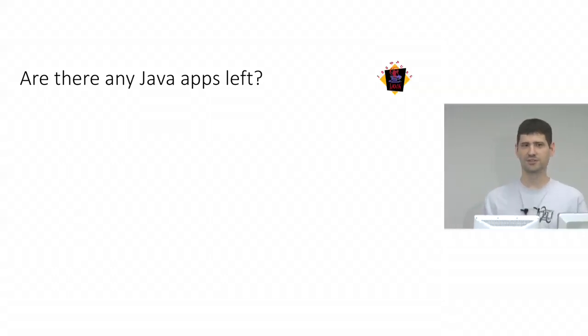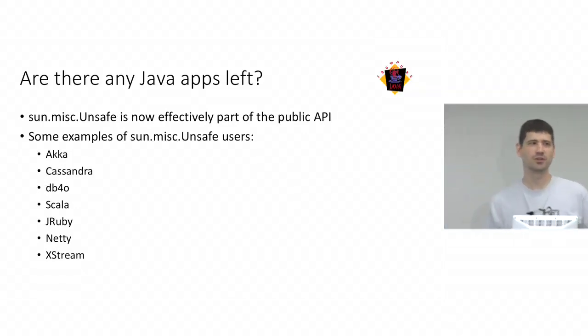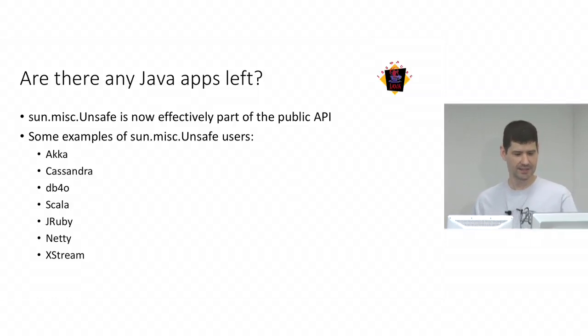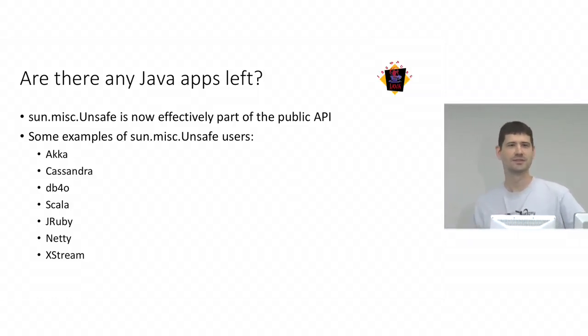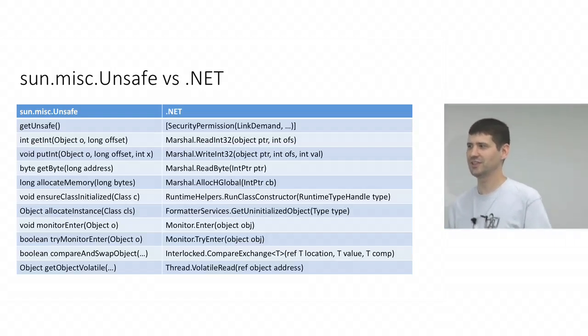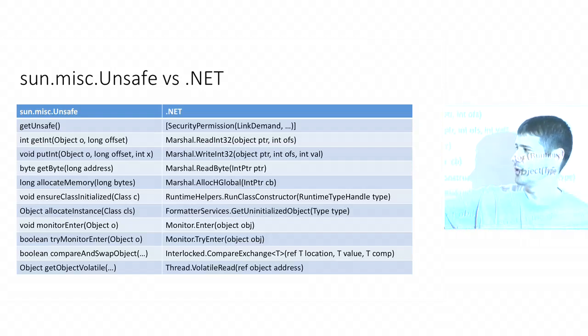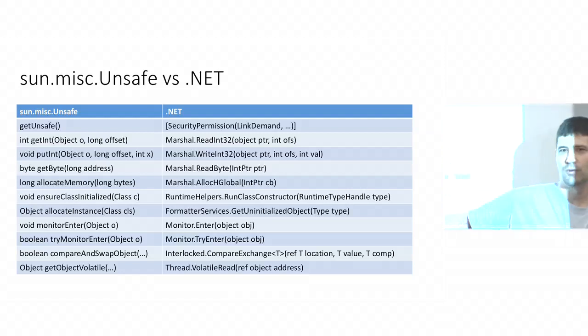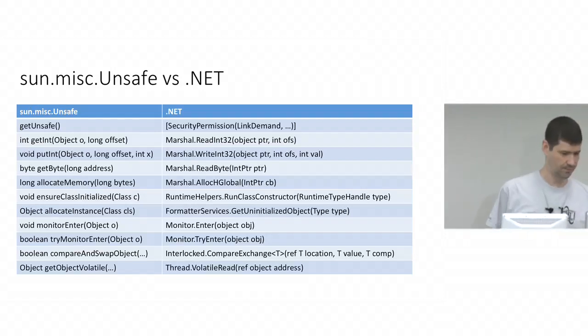Are there any Java applications left? Sun.misc.Unsafe has become part of the public API, effectively, I'm afraid to say. Who here has used Sun.misc.Unsafe outside of the JDK code? Yes, exactly. So in .NET, just to give you an idea, this is most of the Sun.misc.Unsafe API. Everything has a public equivalent in .NET. So these things need to be public and well designed.